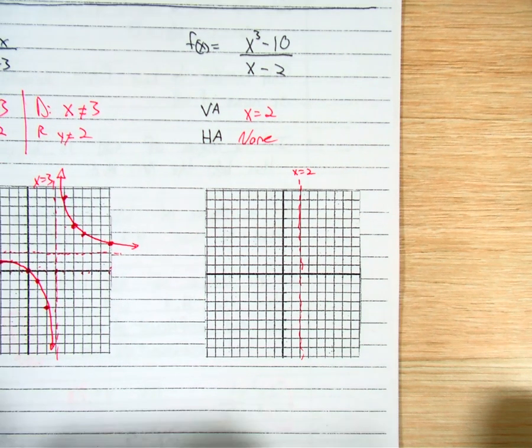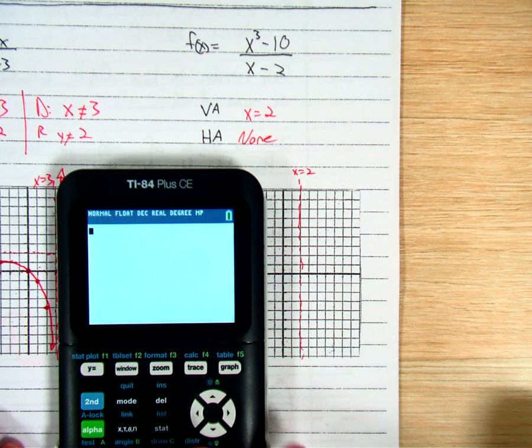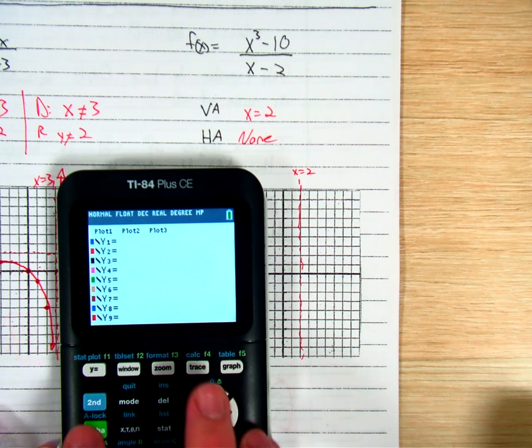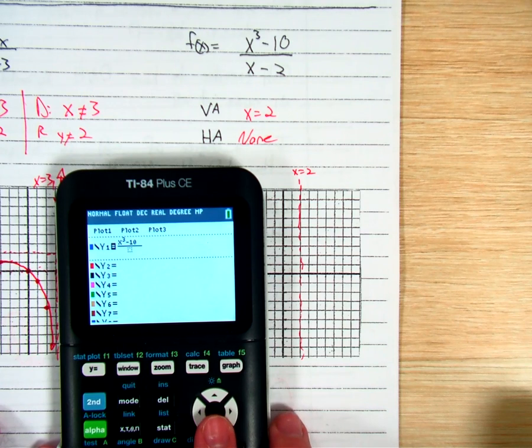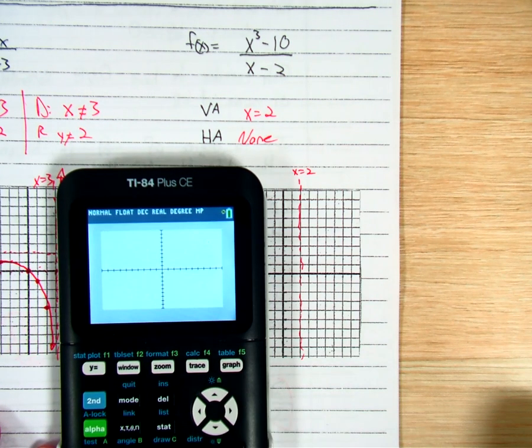Alright. I used parentheses last time, so I'll use the fraction bar this time. Y equals x to the third minus 10, and on the bottom we have x minus 2. Graph.